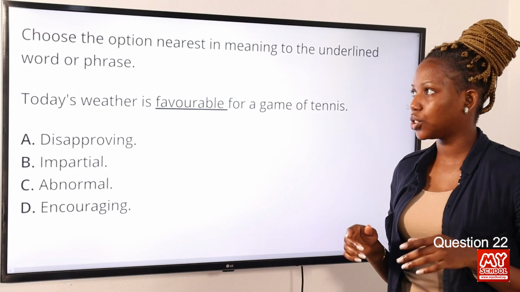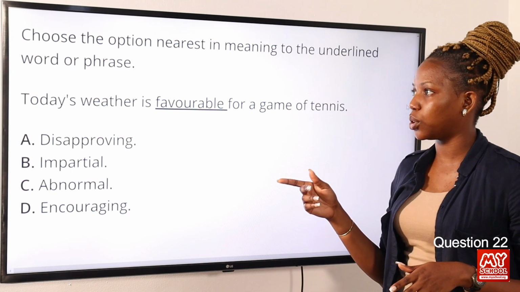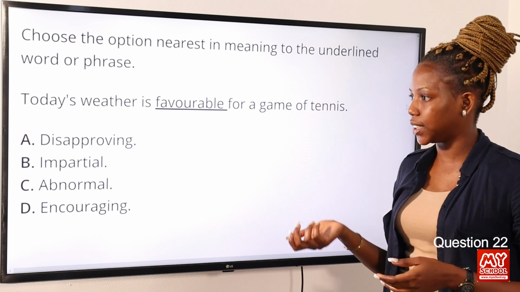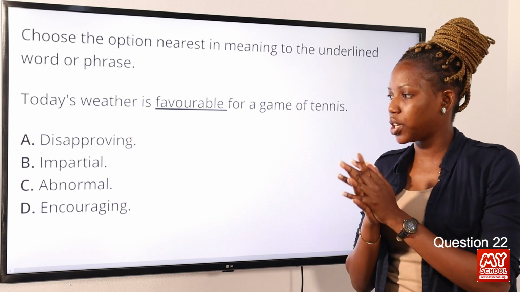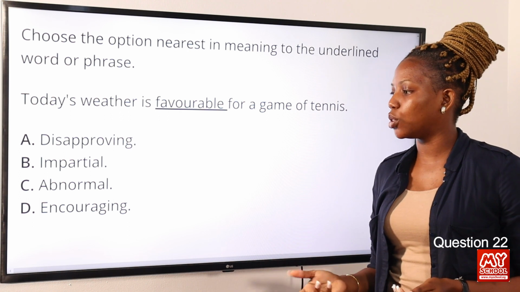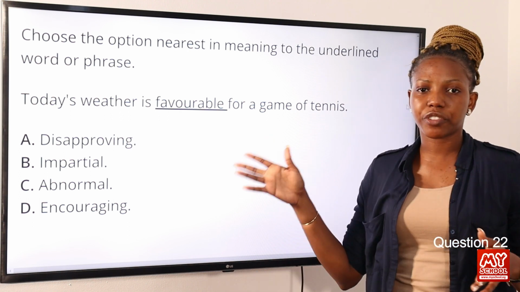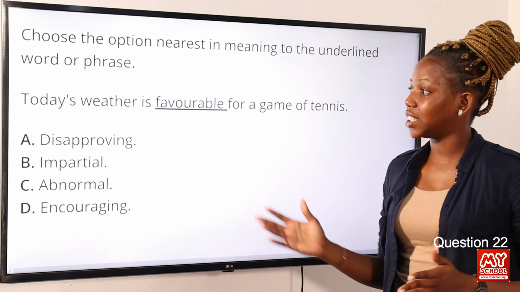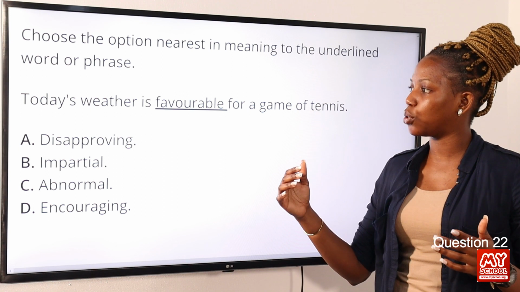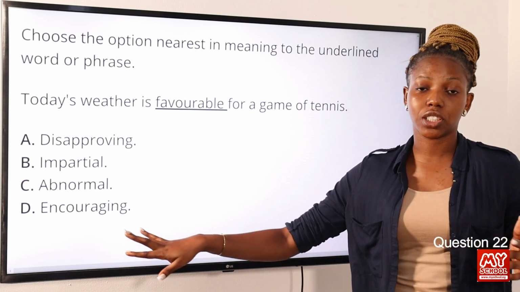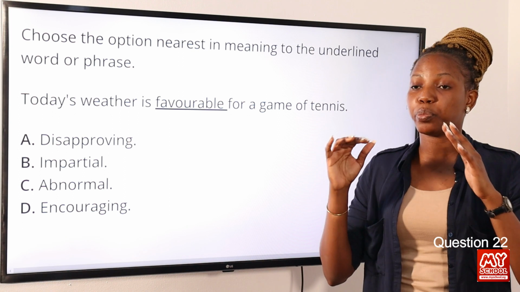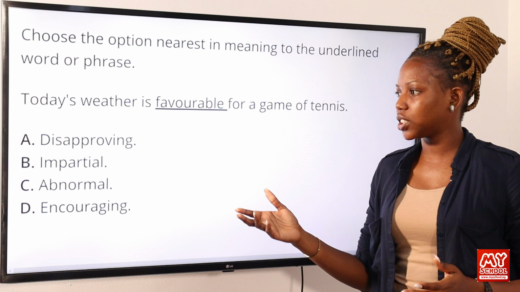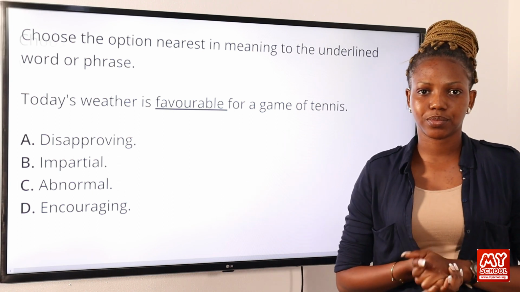Question 22. Choose the option nearest in meaning to the underlined word or phrase. Today's weather is favorable for a game of tennis. Option A, disapproving. Option B, impartial. Option C, abnormal. Option D, encouraging. Now the word favorable means pleasing, encouraging, or approving. As used in this context, we can conclude that the answer to this question is encouraging. So the weather encourages us to play the game of tennis. So option D is the correct answer to this question.